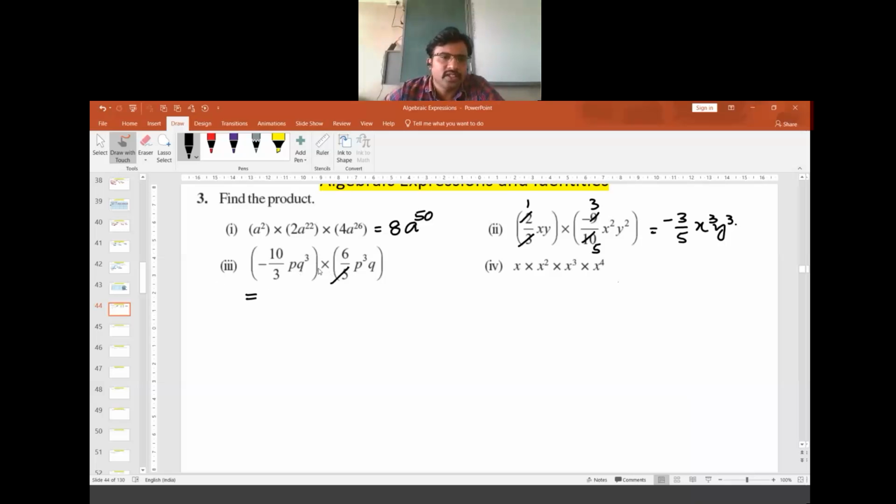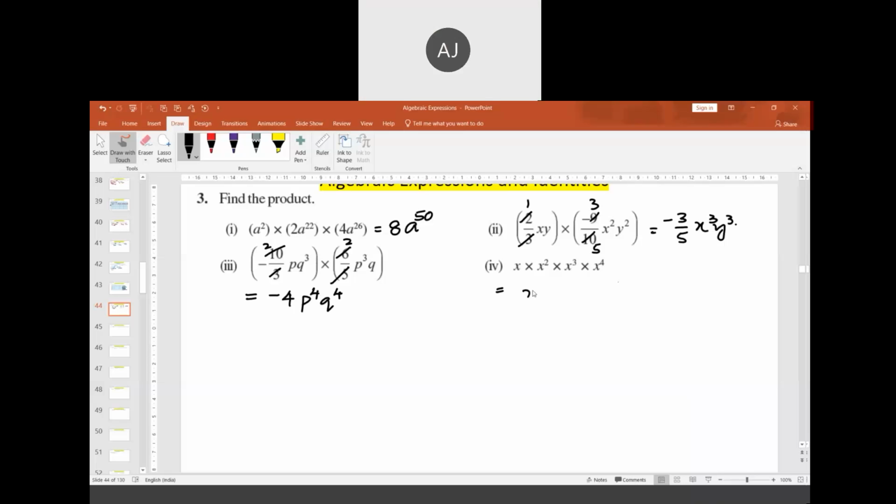In this case, minus 4 times the power q to the power 4, 2 times 3, so minus 4 p to the power 4 q to the power 4. And for the fourth one, x to the power minus 10, it is just x to the power 10.